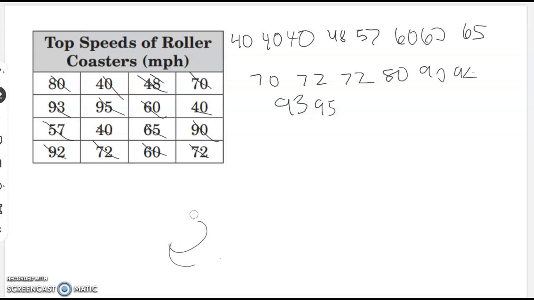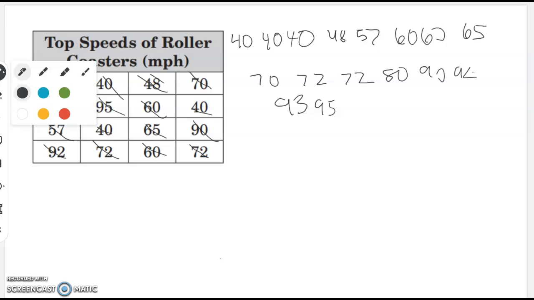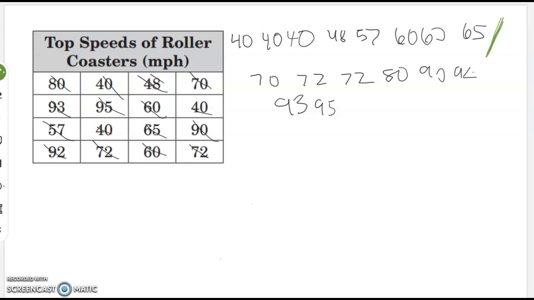Let's see if I can find the middle. So I have 16 points of data. So the middle is going to be in between the 8th and the 9th spot. So let me go ahead and find the 8th and the 9th spot. 1, 2, 3, 4, 5, 6, 7, 8. Oh, it's going to be right here. I kind of divided it evenly. So my median is going to be right here between 65 and 70.